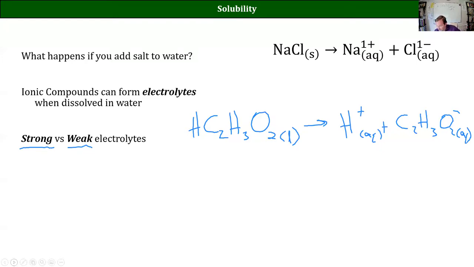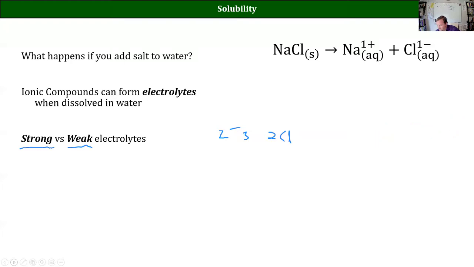Just so you're familiar, we're not going to do anything in this class with calculations for weak electrolytes or weak acids, because that gets into equilibrium, and a whole quarter of Gen Chem is dealing with equilibrium. So if you're taking Gen Chem, we'll get into how we can calculate that in the future. But for now, we're going to be dealing mostly with strong electrolytes, which is going to be anything that's ionic that dissolves in water.